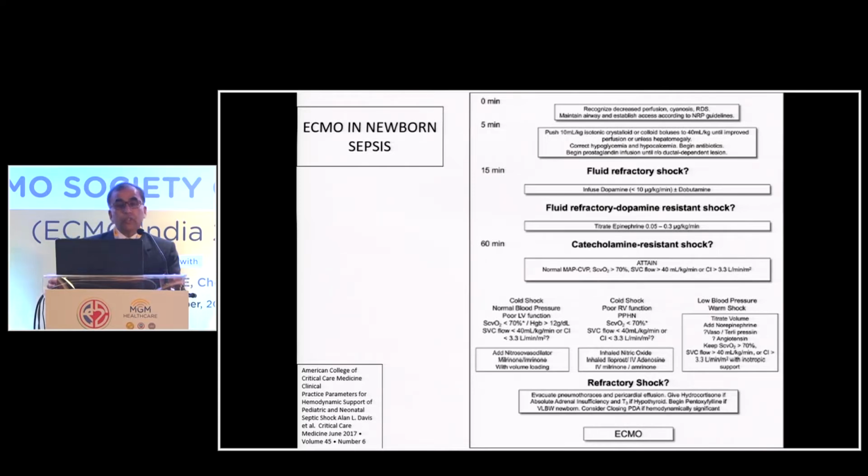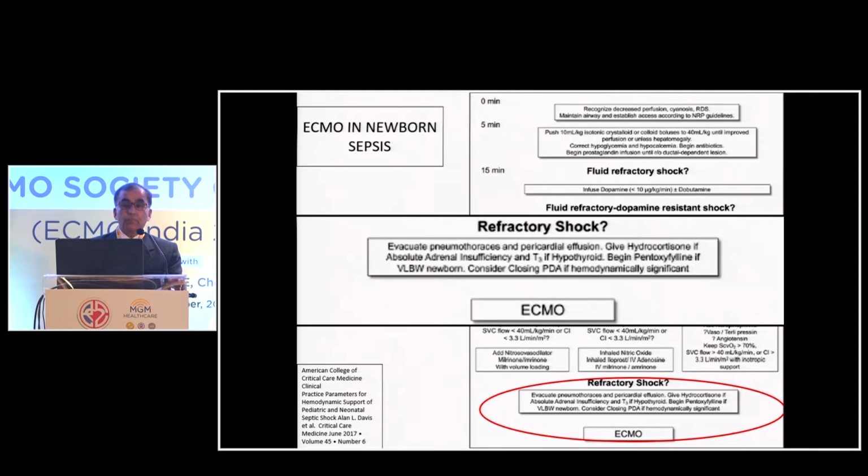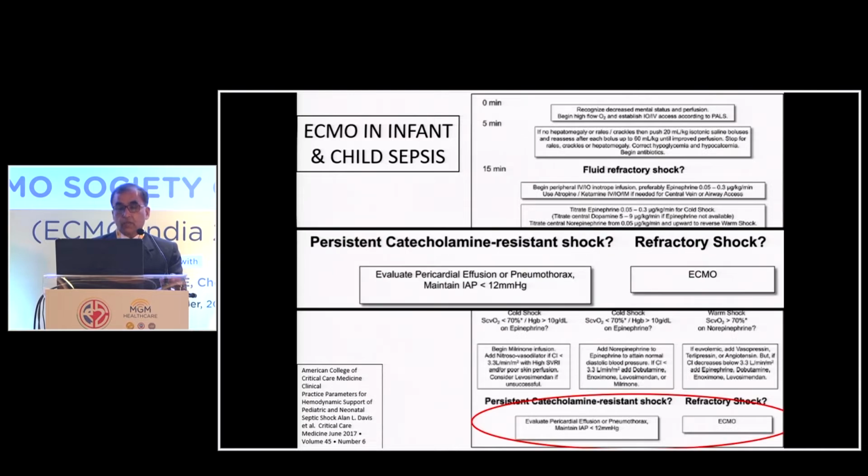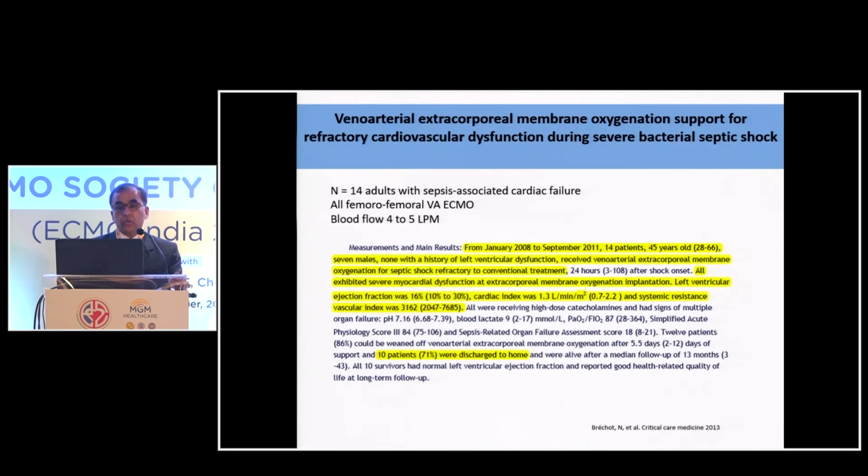If we talk about newborn sepsis, ECMO has been considered by the American College of Critical Care Medicine as a last resort in cases of refractory shock. Similarly, in infant and child sepsis, they have considered that if the child is resistant to catecholamines and not responding to them, then possibly ECMO can be an option. But for adults, there were still no clear-cut guidelines on when or how to start. So the initial reports are a bit encouraging.